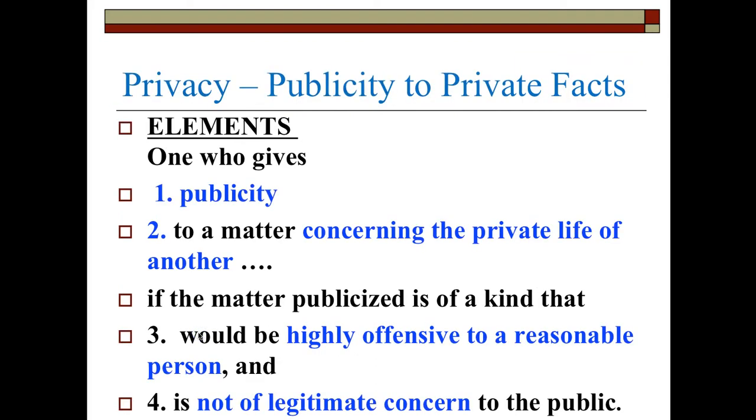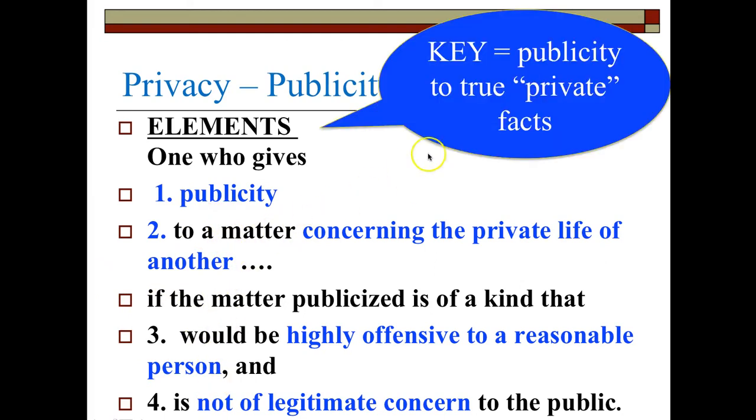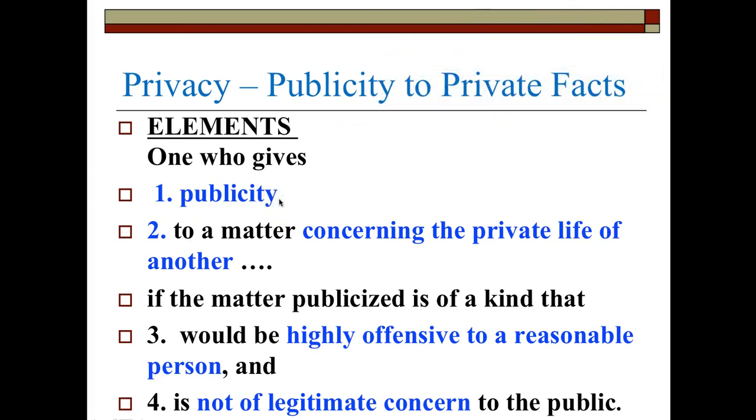Now let's look at the third privacy tort, publicity to private facts. We'll go through this a little slower, looking at each element. The focus of this tort is that your claim is the defendant is giving publicity to true private facts, facts about your private life. First, publicity is a key term. Publicity means relating to the public generally, or to a large enough group that you're substantially certain it will become public.